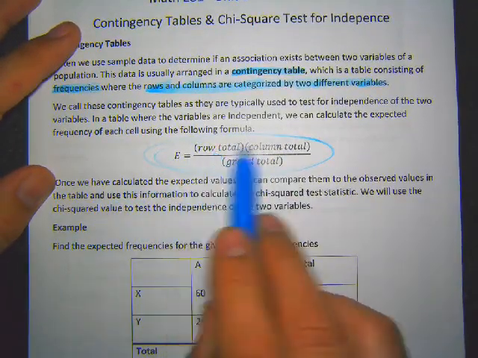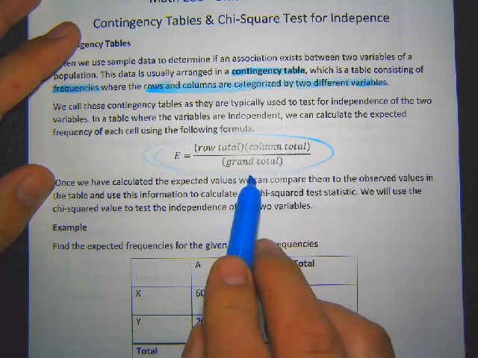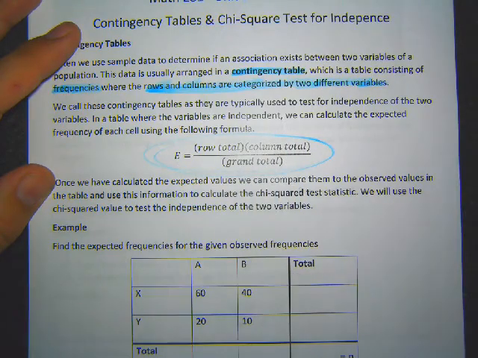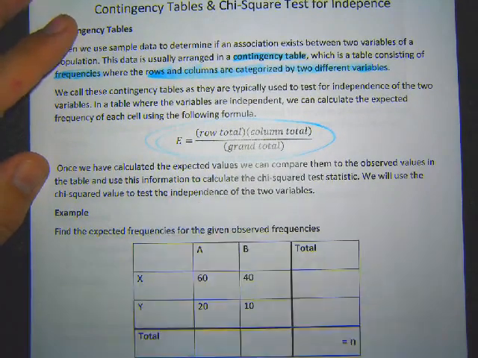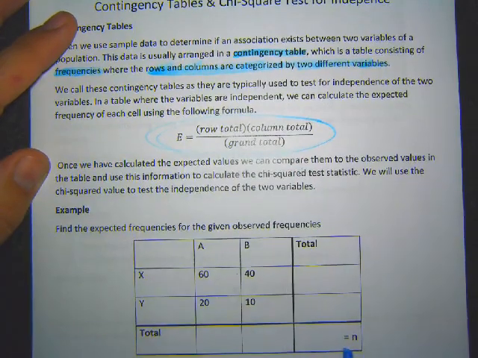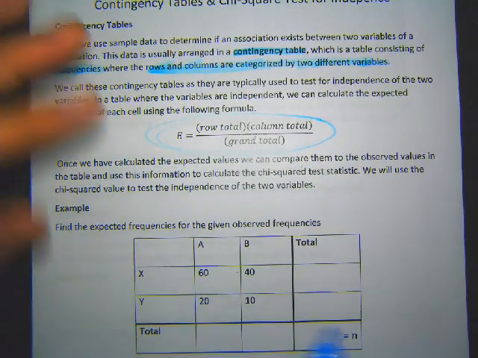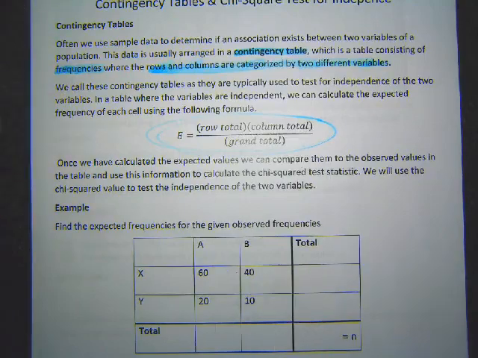So we'll use this calculation. We're going to take the row total times the column total and then divide that by the grand total, and that will be how we figure out the number to expect, the frequency for each cell for expected values. Once we calculate expected values, we can compare them with observed values in this table, and then we can use that information to get the chi-squared test statistic and do our test for independence between the two variables.